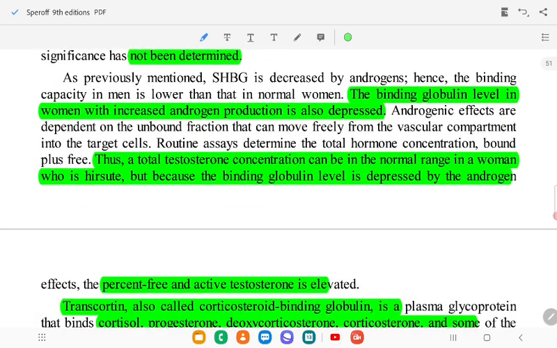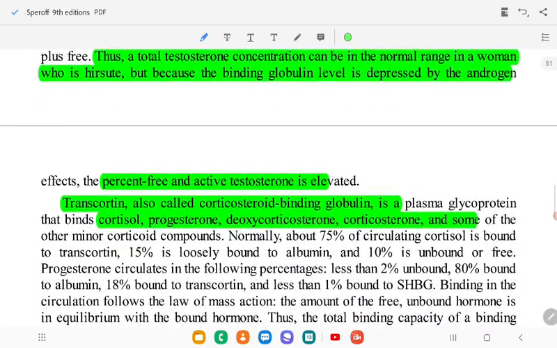As previously mentioned, SHBG is decreased by androgens, hence the binding capacity in males is lower than in women. When androgen production is increased, the binding globulin level is depressed. The total testosterone can be in the normal range, but because the binding globulin is depressed by the androgen effect, the percent of free and active testosterone is elevated. Totally free and active.